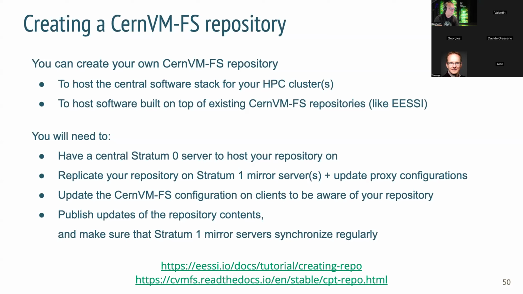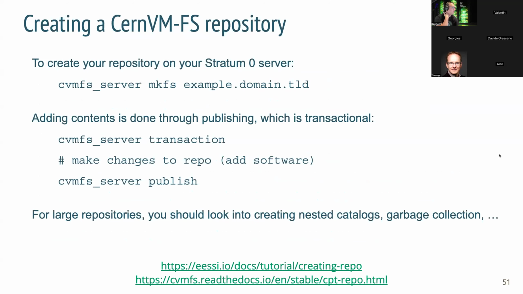Of course, when you host your own repository, you want to add software to it, add contents to it. So you'll have to do that through the publication mechanism, which I'll briefly show in the next slide. And of course, you want to make sure that your mirror servers are also synchronizing regularly with your Stratum 0 server. So you need to essentially get the word out there that you have your own repository, either within your own network or globally if you're interested in making the contents available worldwide. There's links with more details. I won't go into too much detail here, but I do want to give a high-level overview of what that means.